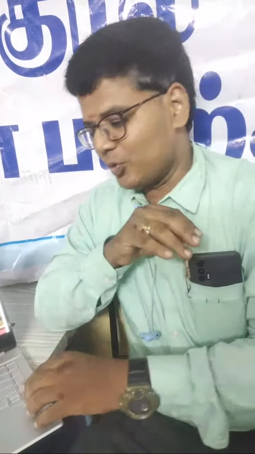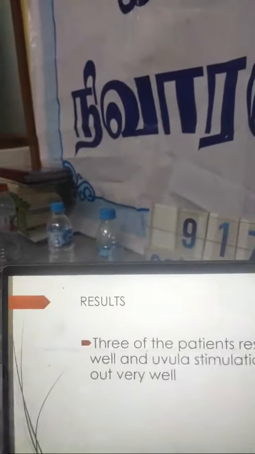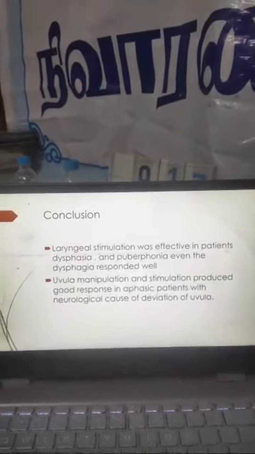So hula plays a major role in treating your voice. That we have come to a conclusion. And how we are going to... so by stimulating the hula, that particular person was able to speak. So laryngeal stimulation and hula stimulation play a major role in bringing back your voice.